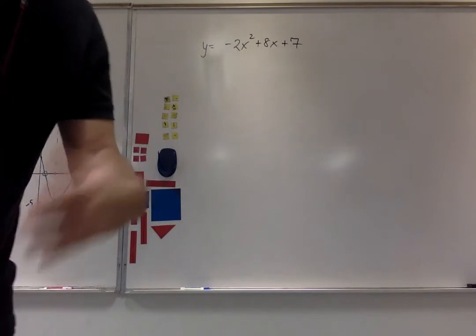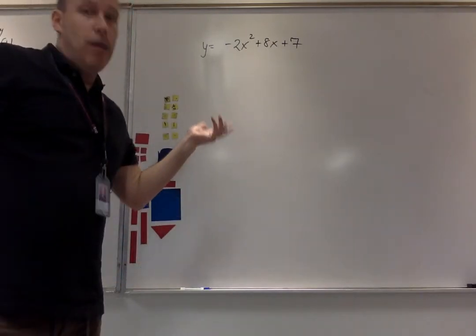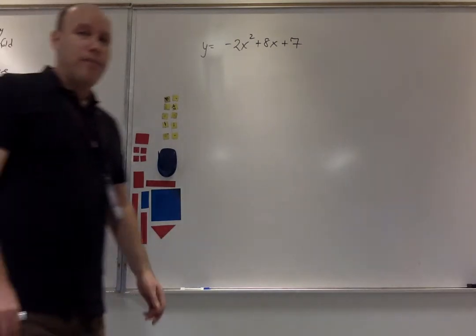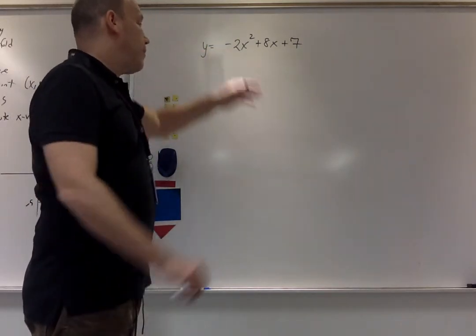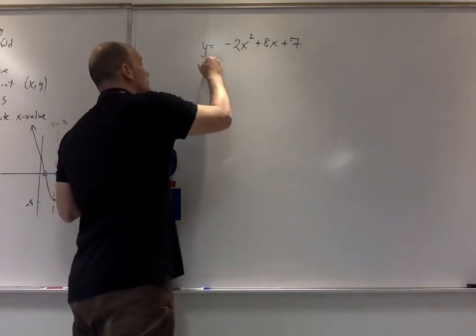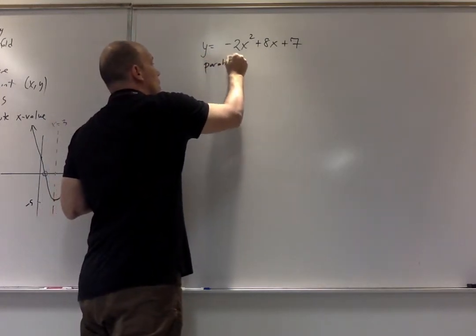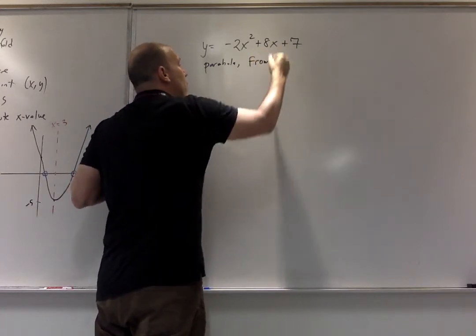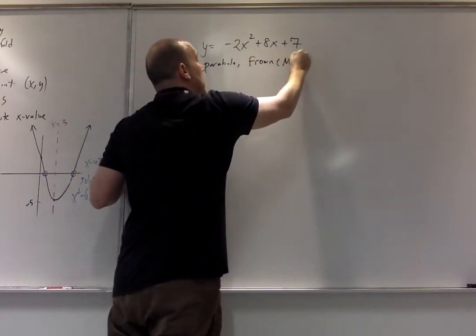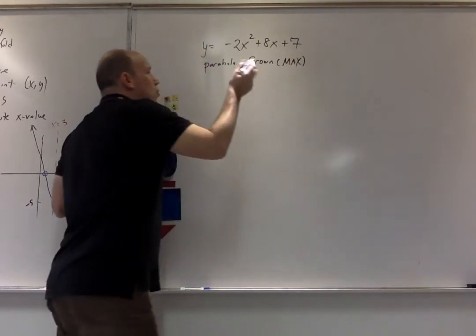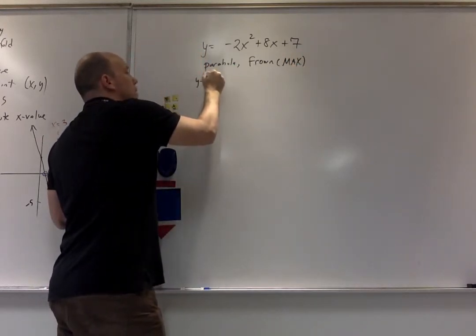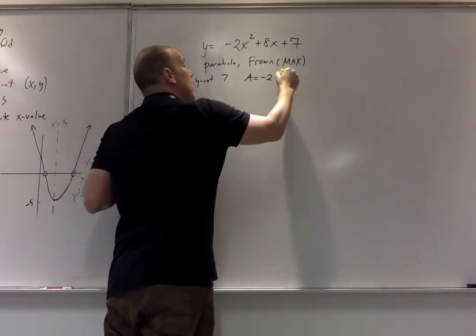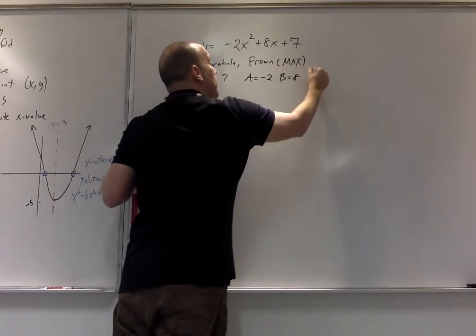Okay. Shut your computer off. Think about this. What do I have here? Well, I know it's a parabola. I know it's a frown, so I know I have a max. What else do I know? I know the y-intercept is 7, and I know my a is negative 2, my b is 8, and my c is 7.